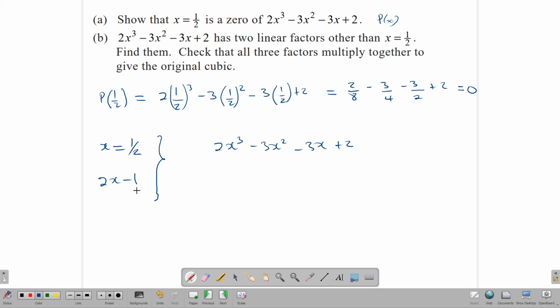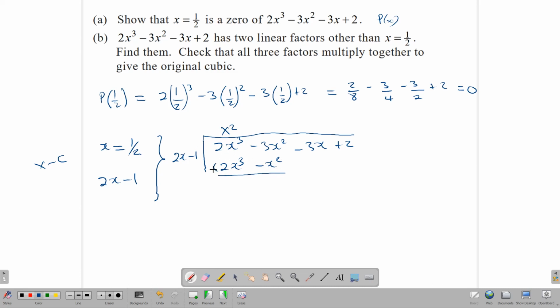This factor is not of the form x minus c, so we can't use synthetic division. We have to use long division here. So let's set up our algorithm. We're going to divide by 2x minus 1. Now 2x into 2x cubed will give us an x squared. And multiplying here will give us back our 2x cubed minus x squared.